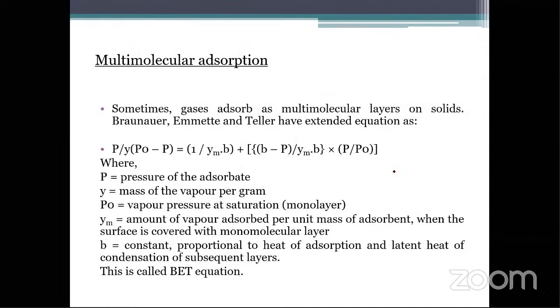And this is about multimolecular adsorption. This is also known as the BET equation. Here, in the case of Langmuir adsorption isotherm, what we have seen is that only a monolayer is formed. But this BET equation is used when multimolecular adsorption is there, that means multiple layers form over the surface of that solid.